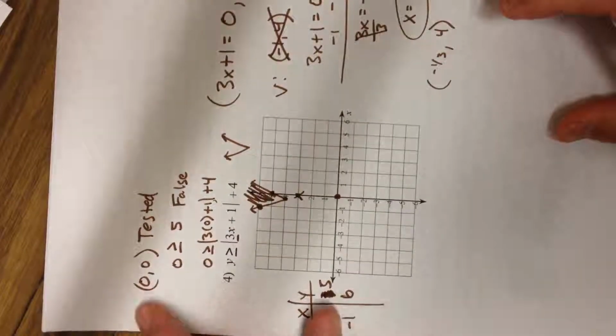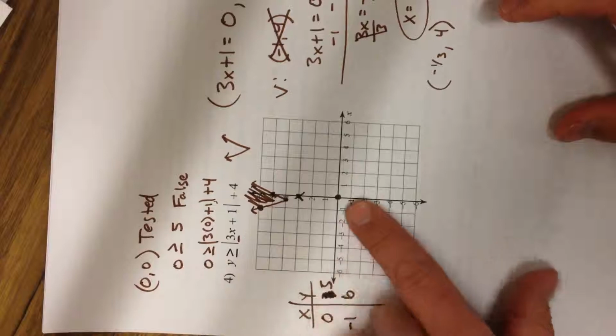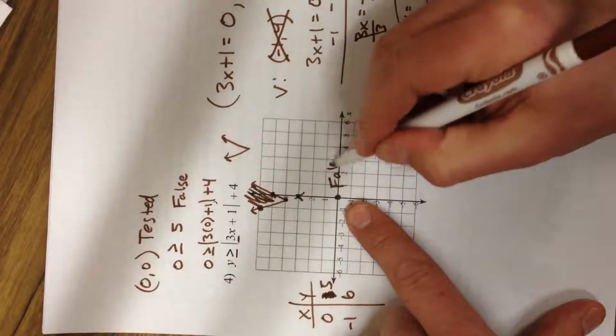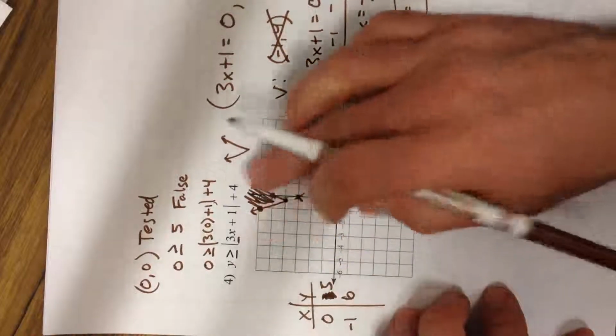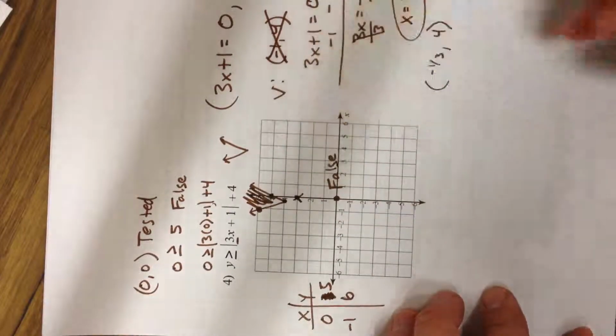So when 0, 0 was tested, I got this false statement. So this ended up being false. So all these points outside of the V are going to be false. Inside is going to be true.